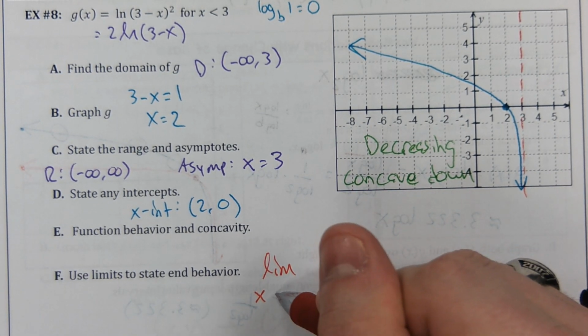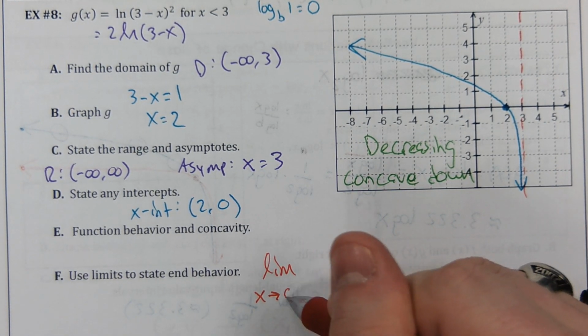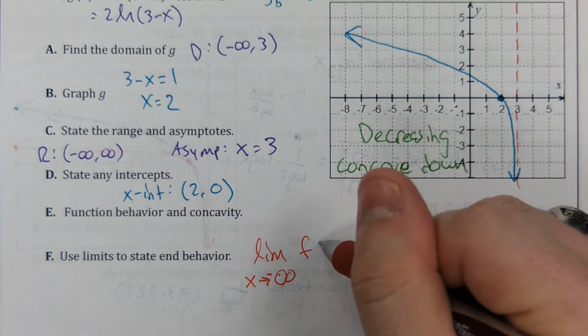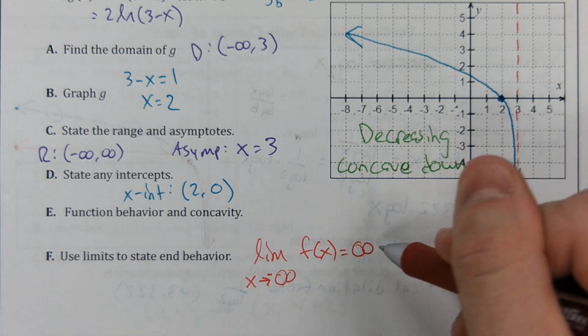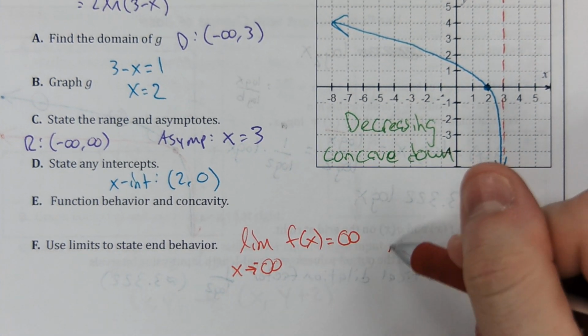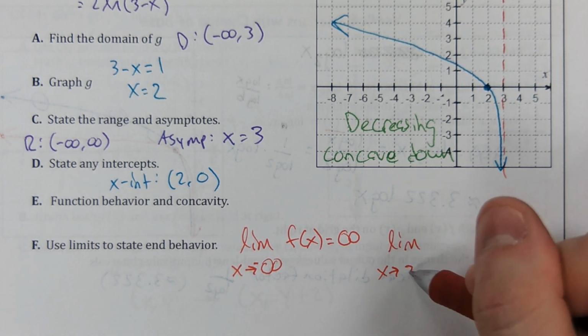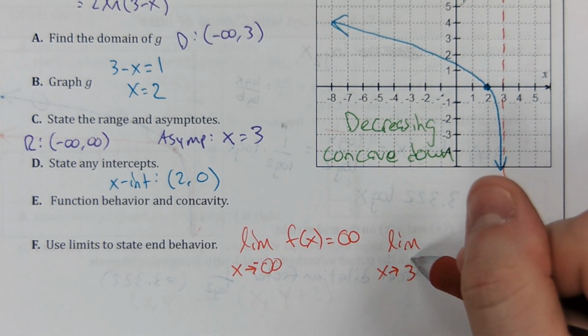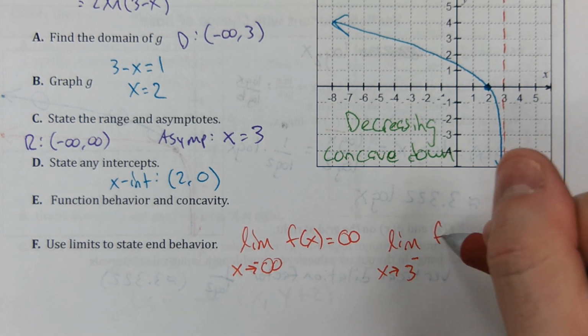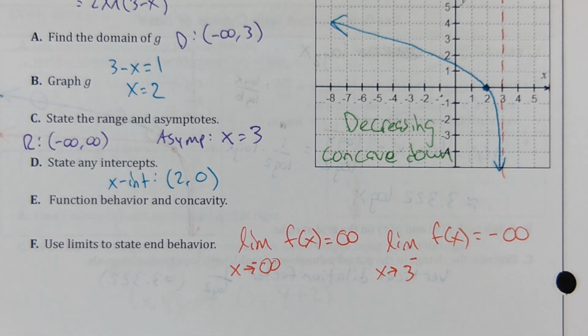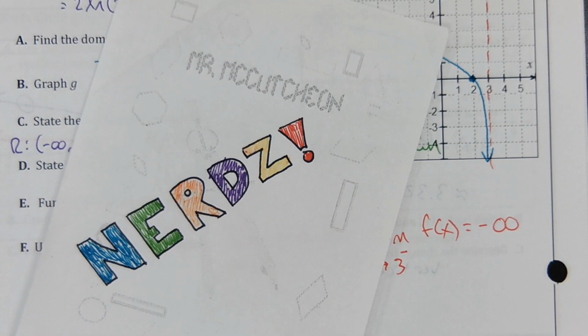As x heads to the left, nothing is ever going to get in its way, and this graph will go up without bound. But as we head to the right, our asymptote at x equals 3 will get in the way. We're on the left side of it though, so it's 3 negative. And that's when the graph is going to crash down. And like I said, we put a bow on it, nerds.